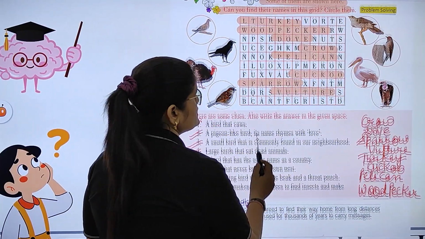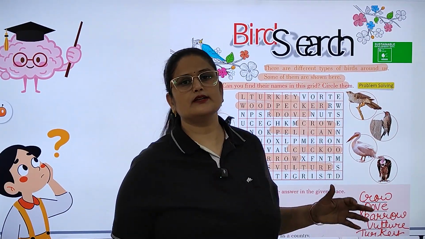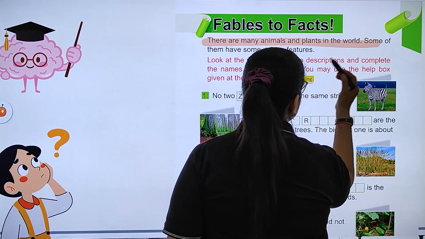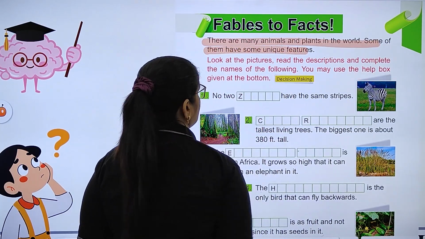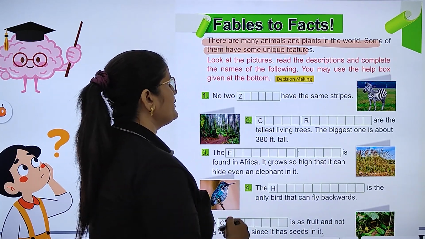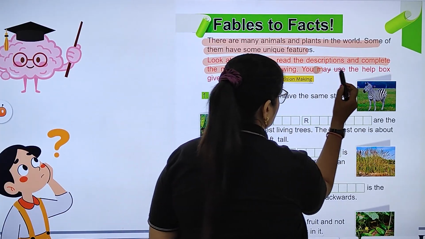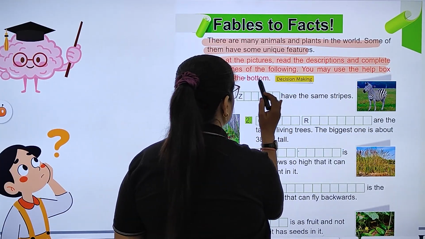So, dear students, this chapter is over here. Now let's begin the next chapter. Fables to Facts. There are many animals and plants in the world. Some of them have some unique features. Look at the pictures, read the descriptions, and complete the names of the following. You may use the help box given at the bottom.